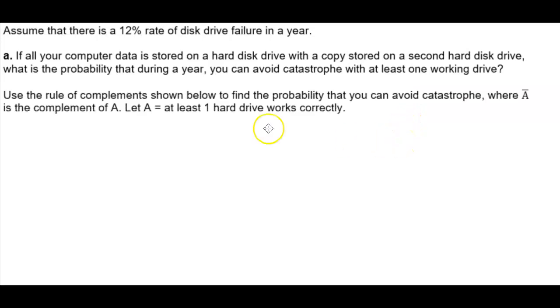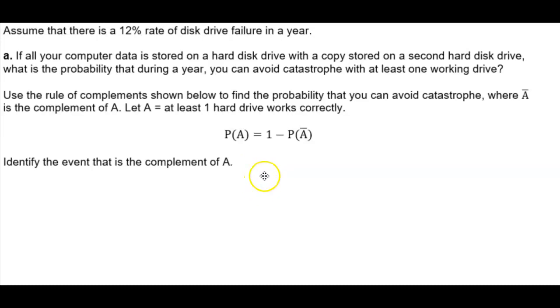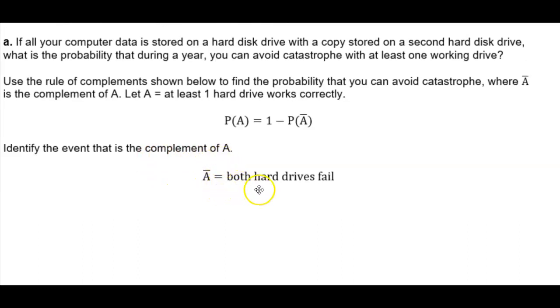Now, use the rule of complements shown below to find the probability that you can avoid catastrophe, where the complement of A is, well, the symbol here is the complement of A. So we're going to let A equal at least one hard drive works correctly. So here is the probability: the probability that at least one hard drive works correctly is equal to 1 minus the probability of the complement of A, meaning that no drives work correctly. So first we want to identify the event that is the complement of A. The complement of A is that both hard drives fail.